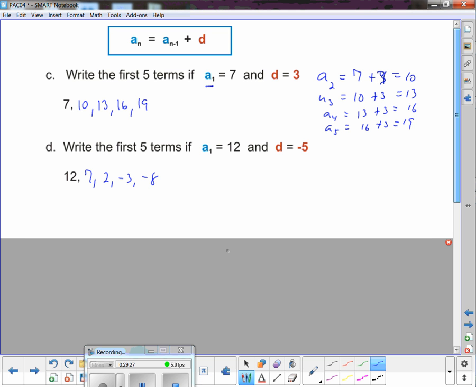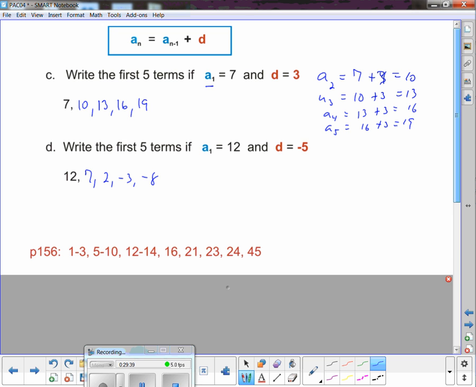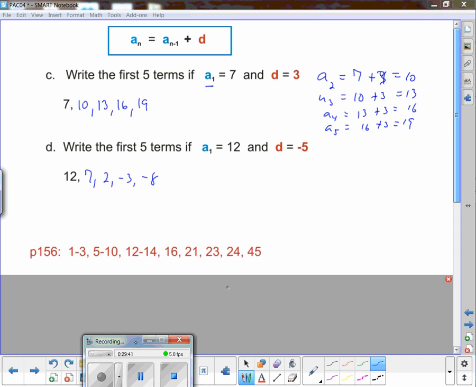Makes sense? Okay, I don't want to get you confused with sequences. We'll talk about explicit tomorrow, and that's why I broke it up into 2 parts, and that's why your homework's listed there. So we'll do some arithmetic stuff today with recursive and sequences, and then work on explicit tomorrow.